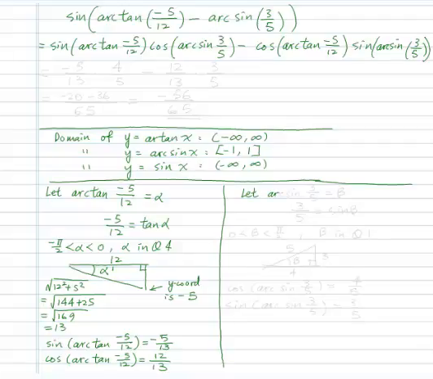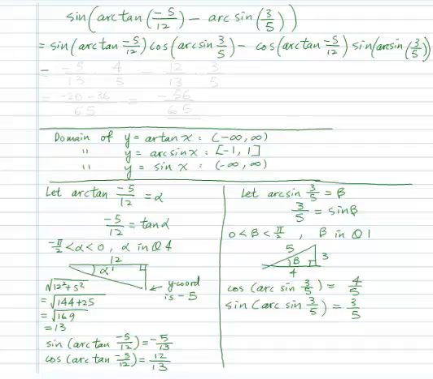We let arcsine of 3/5 equal beta. Then 3/5 is the same as sine of beta. Beta must be between 0 and π/2, and beta is in the first quadrant. We draw a right triangle to represent this. Opposite over hypotenuse, and using the Pythagorean theorem, we have the adjacent is 4. Then cosine of arcsine of 3/5 is the same as adjacent over hypotenuse, which is 4/5. And sine of arcsine of 3/5 is simply 3/5.